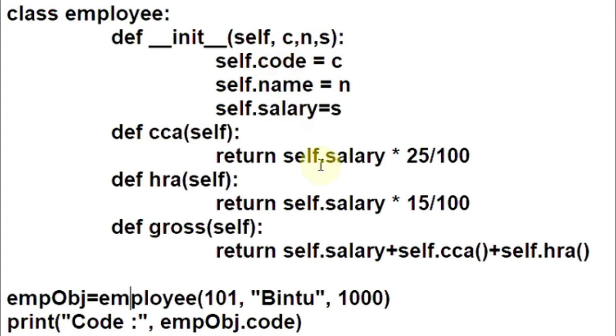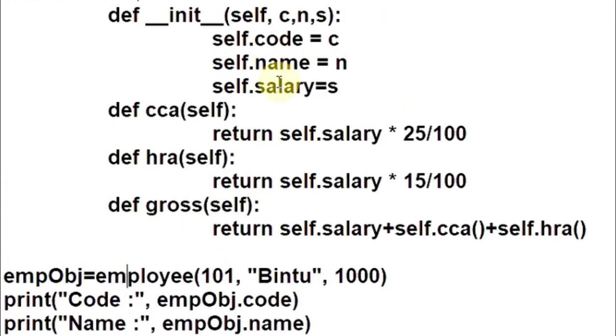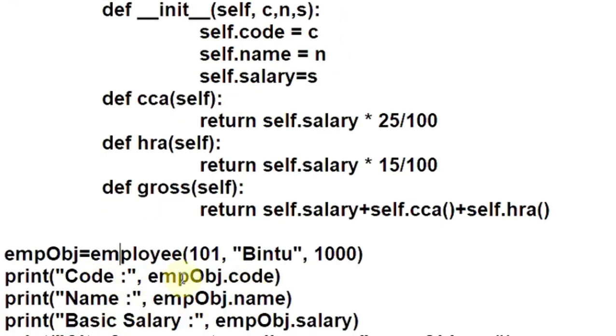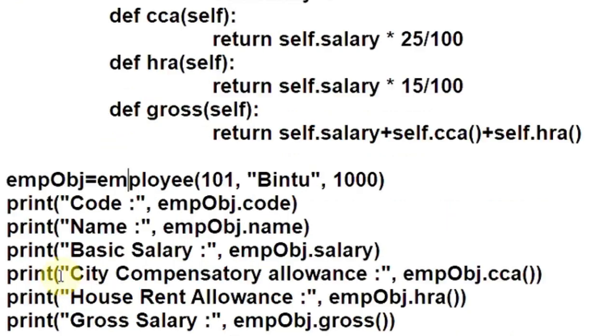Obviously these are public attributes. Because being the public attributes, they can be displayed in the main function. See, code, name and salary, and you are accessing these attributes in the main function. There will be no error. Then you get a message, city compensatory allowance is, you are invoking the CCA function. Control comes over here. It will calculate the 25% of basic salary as a CCA, and house rent allowance.